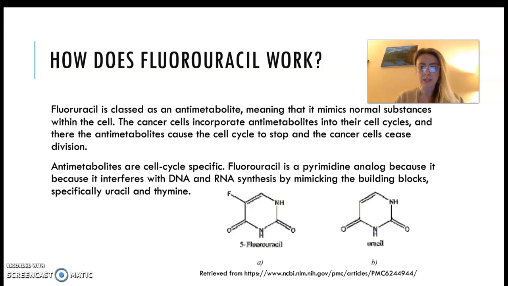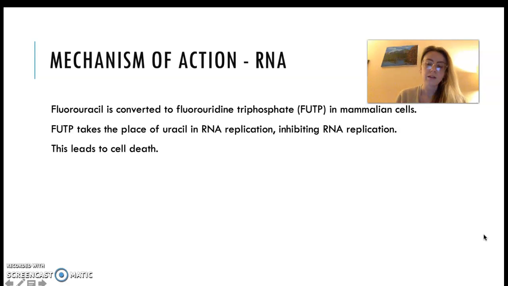Here you can see just how similar they are. Fluorouracil only has this extra fluorine on it that allows it to fit right in. For some reason, I couldn't find a lot of specifics on how it works in RNA. All I know is that it is converted into fluorouridine triphosphate, and it takes the place of uracil in RNA replication, which inhibits RNA replication and leads to cell death.